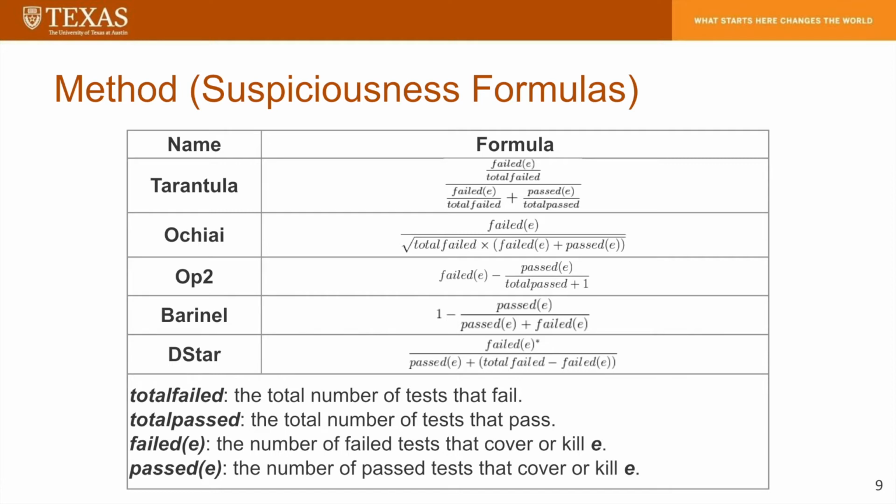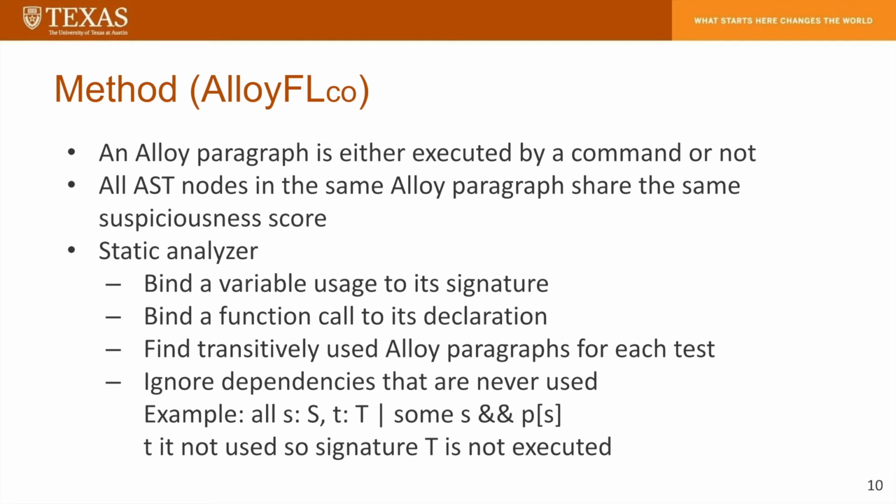In general, AST nodes that are covered more often by the failing test and less often by the passing test are more suspicious. The mutants that kill more failing tests and fewer passing tests are more suspicious. Our spectrum-based localization technique is called Alloy FLco. It is built on top of a static analyzer.